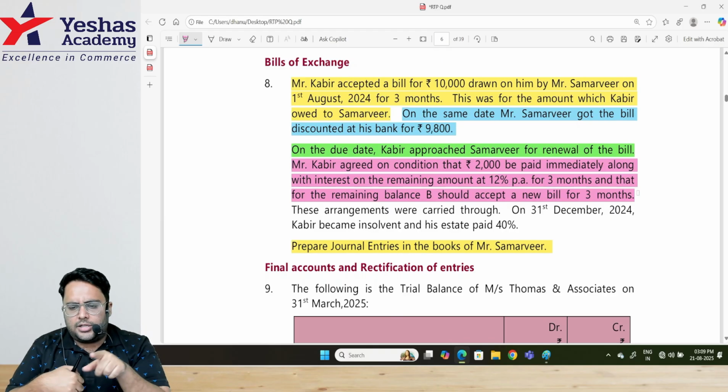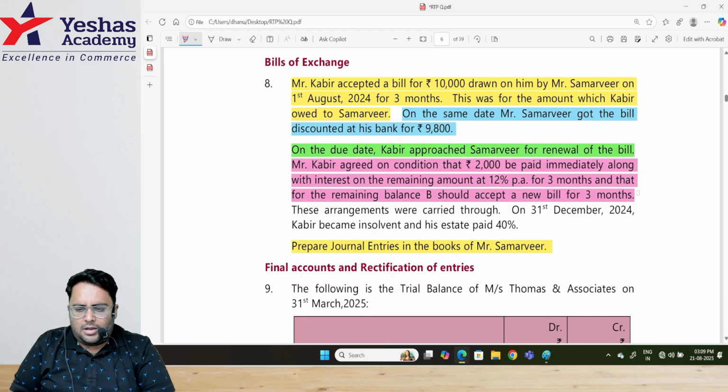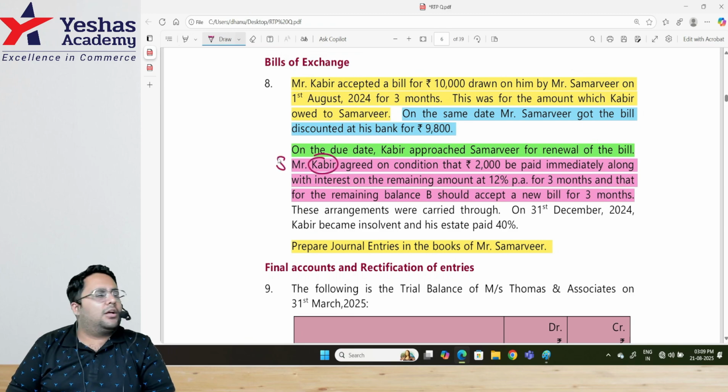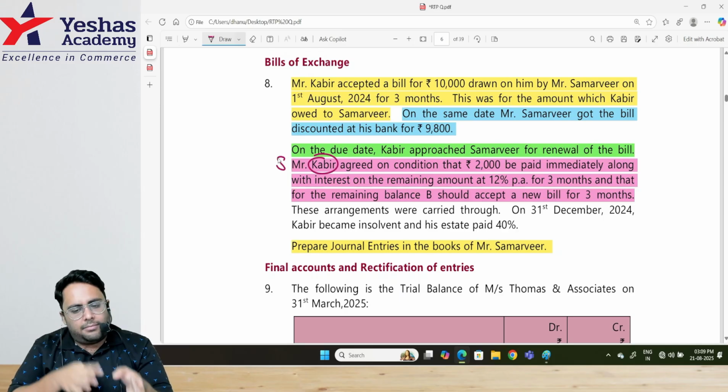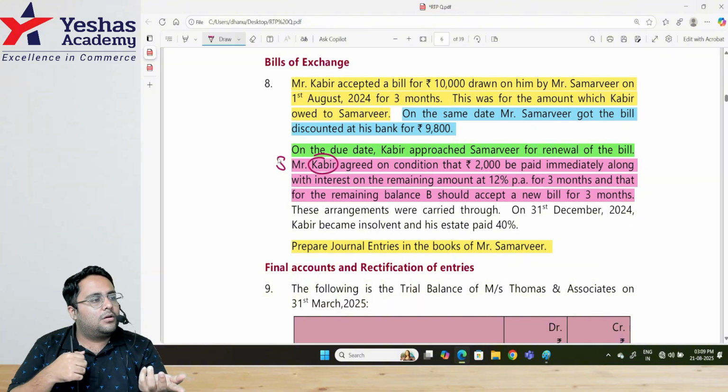Kabir agreed on the condition that 2,000 be paid immediately. One second. Kabir approached Samarveer for renewal. The question should have been: Samarveer agreed on the condition that 2,000 be paid immediately. The question is again misprinted over there. Who will pay money to whom?